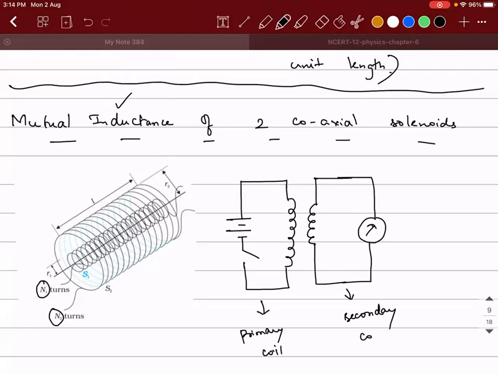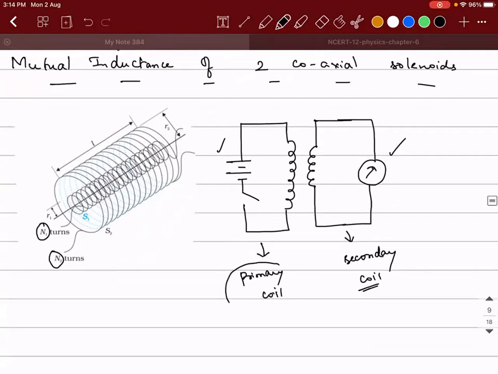So let me be more clear. The primary coil is the one connected to the battery, and the secondary coil is the one connected to the galvanometer. It will not have any current of its own. It is because of the change in flux happening in one coil that you can observe an EMF getting induced in the other coil. I hope you understood what a primary coil and a secondary coil are.